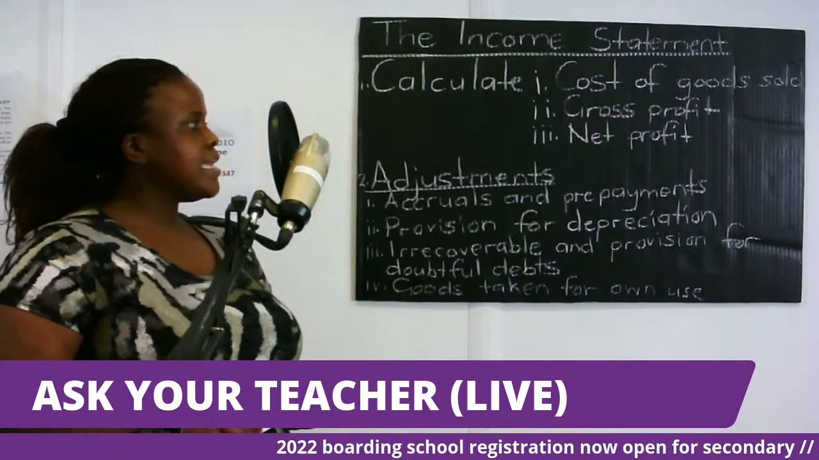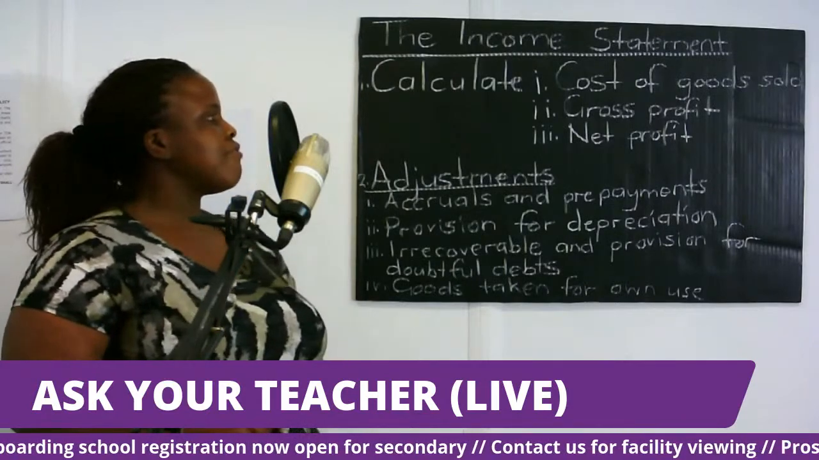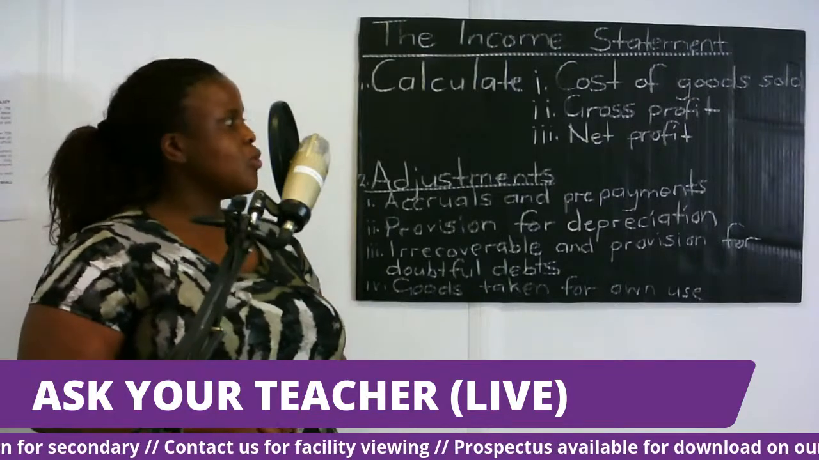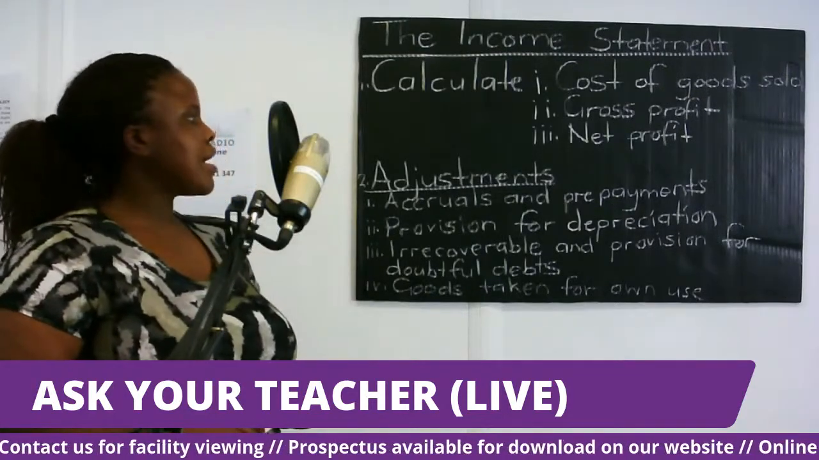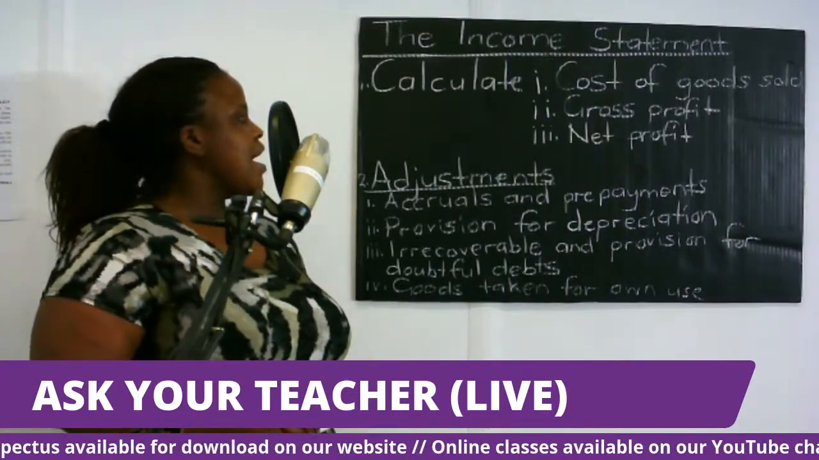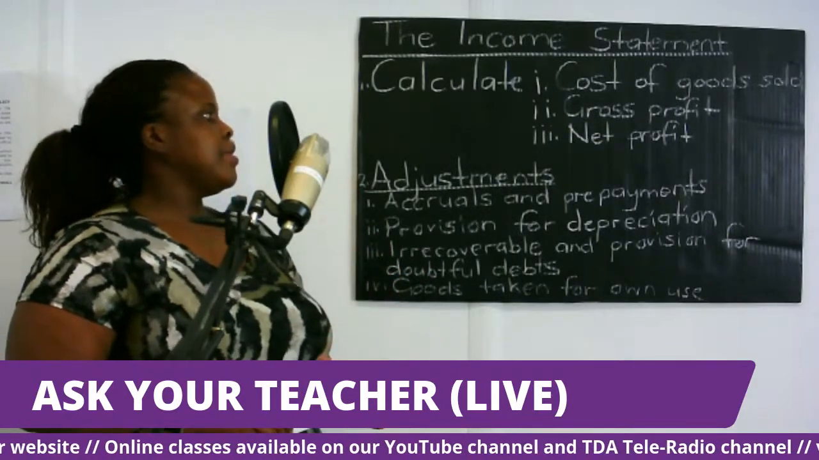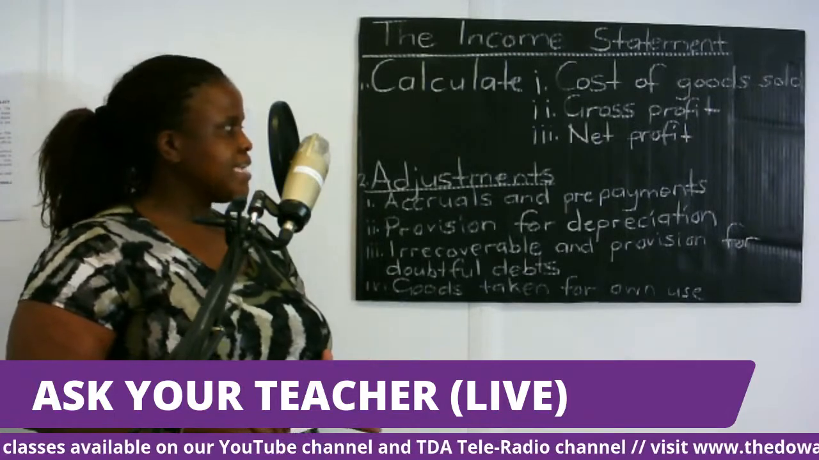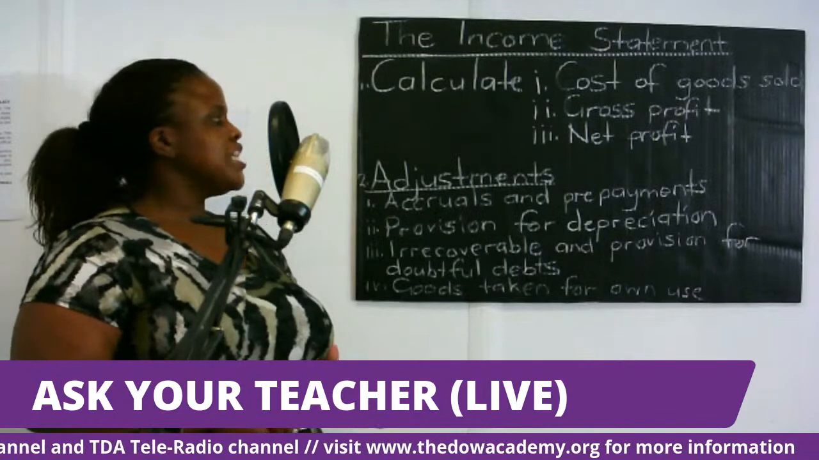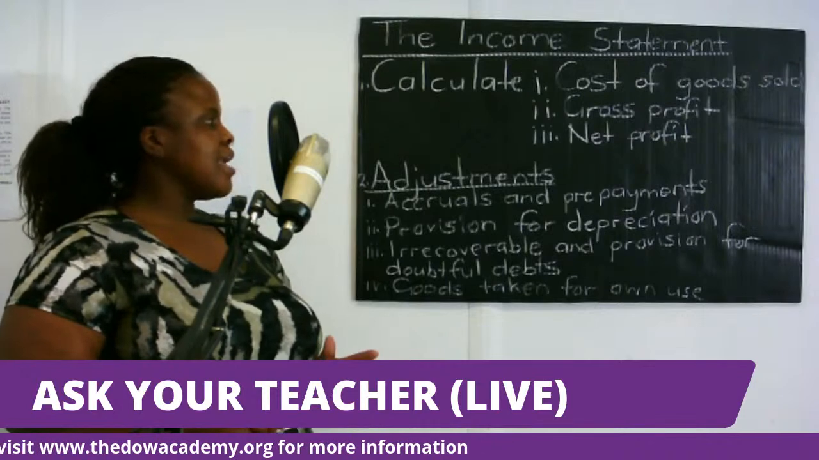And then lastly, how do we calculate our net profit? Net profit is calculated by the formula gross profit less expenses. Expenses, which we said are the cost of running the business. Then we said there are other adjustments that affect expenses. And when you are in an examination, I urge you to start with the additional information which has got other adjustments, because that is where most of the marks are.